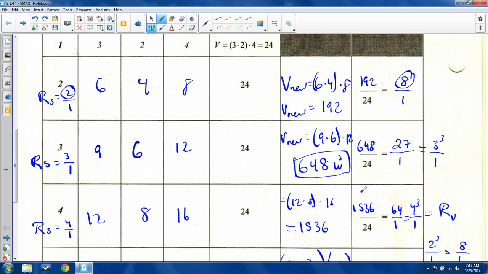Don't take my word for it. 1,536 over 24. I am going to calculate it to double check. I should get 64, and I do. 1,536 over 24 is 64 over 1. This is your ratio of volumes.